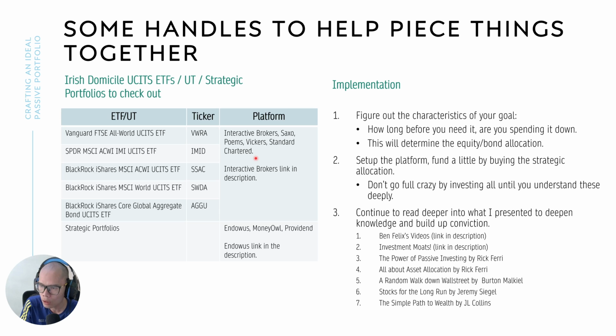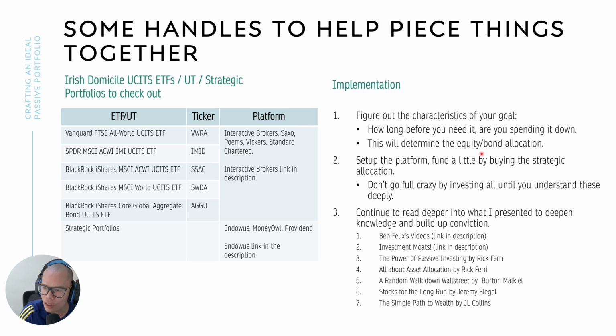Okay. Now, in order to implement this, here are some handles. First, we go back to the start. You have to figure out the characteristics of your goal. Are you accumulating, or are you decumulating, or are you saving up for financial security? Each of these goals has certain characteristics. I think one of the main things is whether you are spending down your money, because when you're spending down your money, there is some kind of risk involved that is very different, and some portfolios are closed off to you. Then this will allow you to determine the equity and bond allocation.